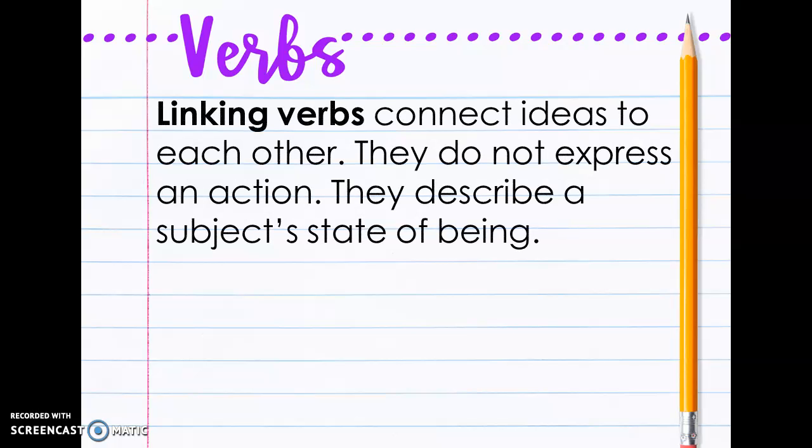Linking verbs connect ideas to each other. They do not express an action. They describe a subject's state of being. The dog is old. The linking verb here is "is": the dog is old. So the subject is dog, and the state of being is that he or she is old.